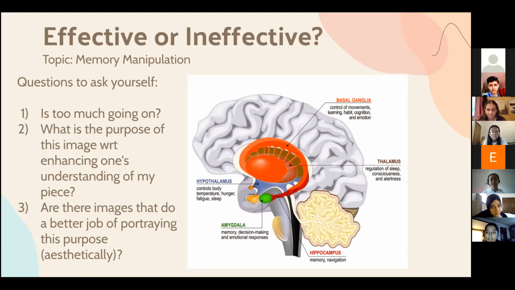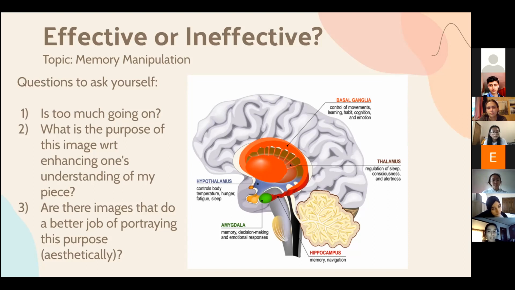I do agree that it's still kind of textbooky, but this brings into question three things to ask yourself that I wrote on the side. Is there too much going on? Are there things you want edited out that the layout team can go in and edit out? Or there may be other images that don't have as much going on. Second, what is the purpose of the image with respect to enhancing someone's understanding of your piece? For one thing, it could just be something aesthetic that lures people in, like, oh, this looks really cool, and people will stop to read my article.